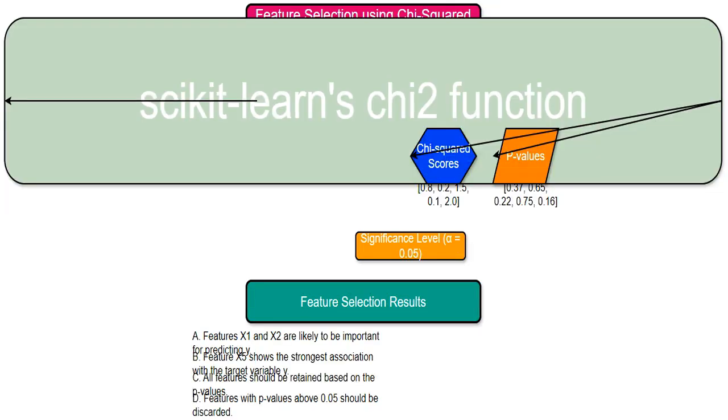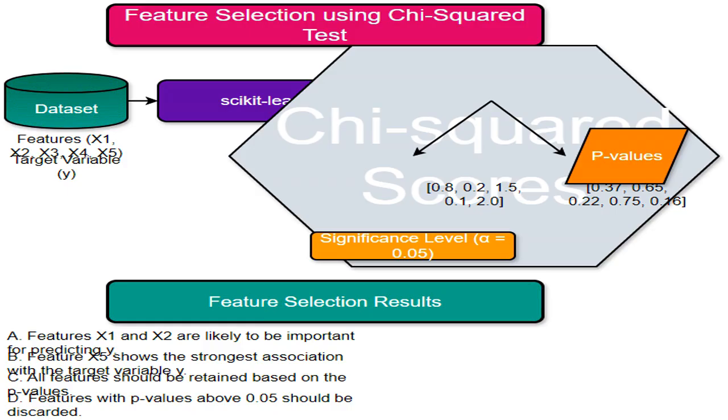The chi2 test gives me a score for each feature. These scores, 0.8, 0.2, 1.5, 0.1, 2.0, indicate how strongly each feature is associated with the target variable. Higher scores suggest stronger associations. For example, x5 has the highest score, 2.0, indicating it might be the most strongly related feature. These are the actual results of the chi2 test.